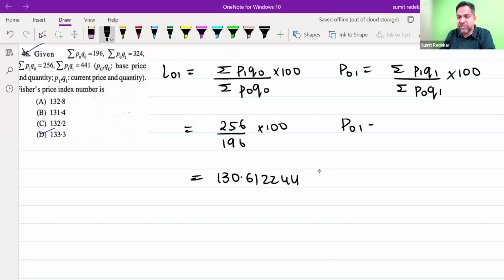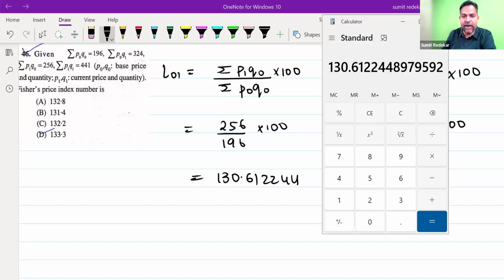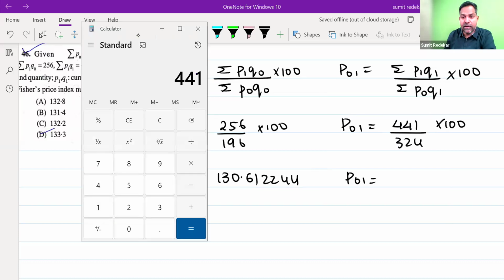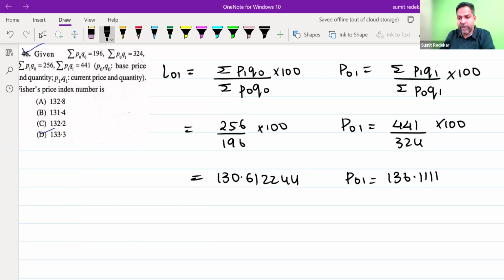Let's come to Paasche's. P1Q1 is 441. P0Q1 is 324. Multiply that by 100. Paasche's is nothing else but 441 divided by 324, multiplied by 100. The answer is 136.1111.